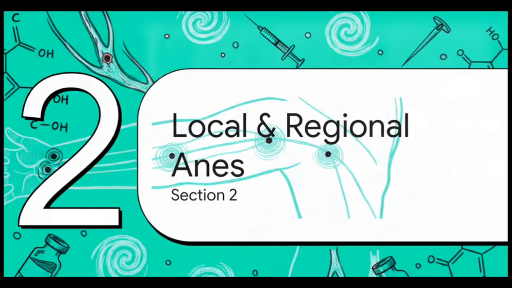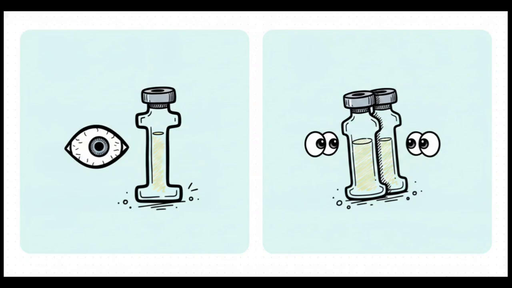Section 2, Local and Regional Anesthesia. I absolutely love this trick for the boards. It's called the rule of eyes. Who knew spelling could actually save you in a clinical scenario, right? Basically, to distinguish an ester from an amide, just look at the drug's name. Amino esters, like procaine or tetracaine, only have one eye. Amino amides, like lidocaine or bupivacaine, have two eyes. It's a brilliantly simple shortcut, so definitely lock that one in.